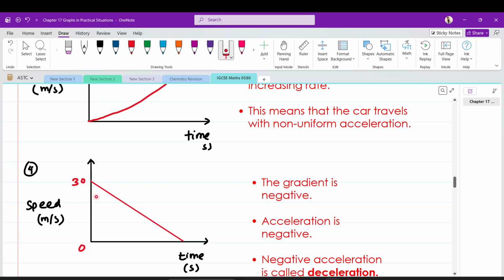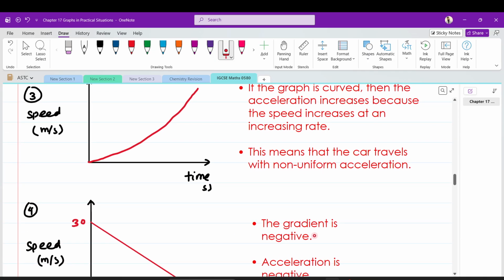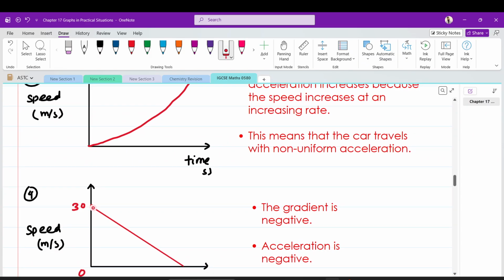Now, if we have a graph something like this, this gradient is negative. Why? Because we are going downhill. We are going from left to right, we are going downhill. So that means the gradient is negative. That means your acceleration is also going to be negative, because the gradient of a speed time graph is equivalent to acceleration. If your gradient is negative, the acceleration will also be negative.